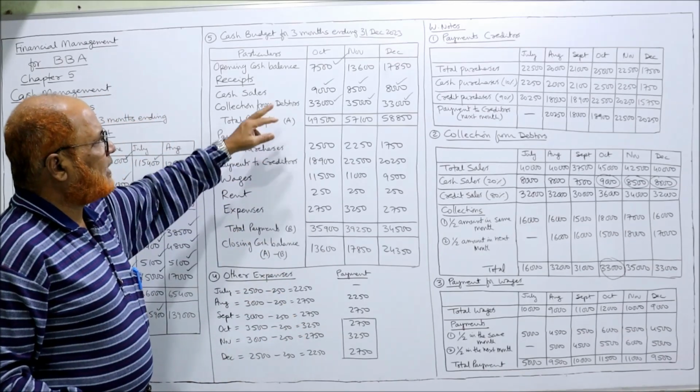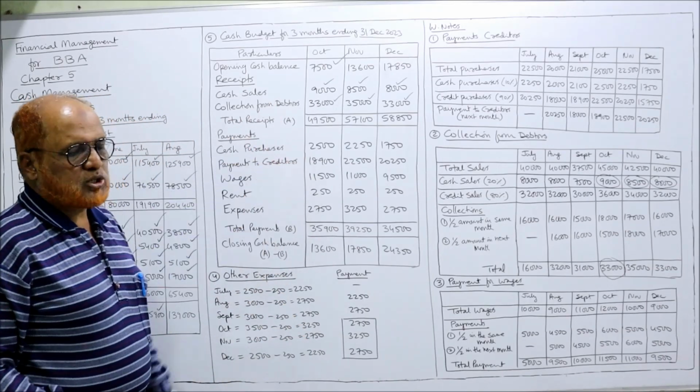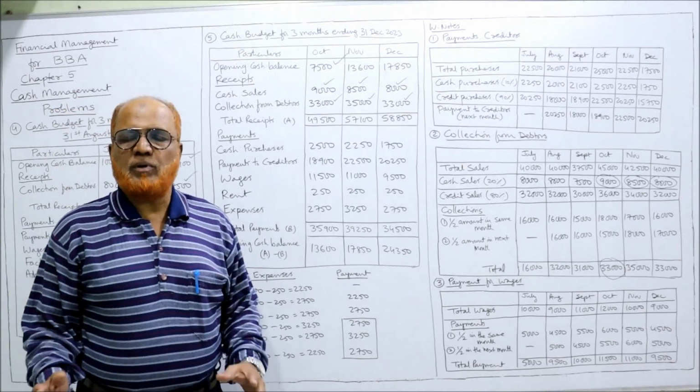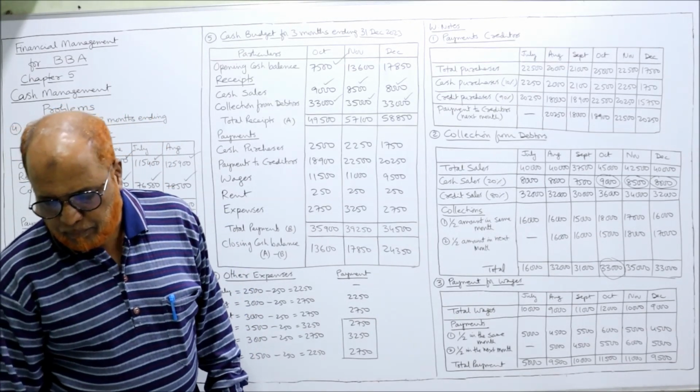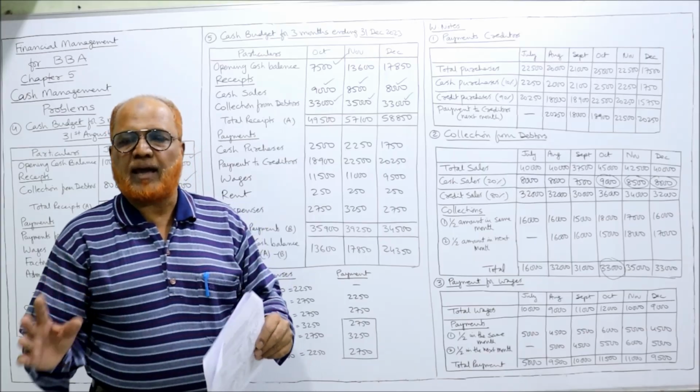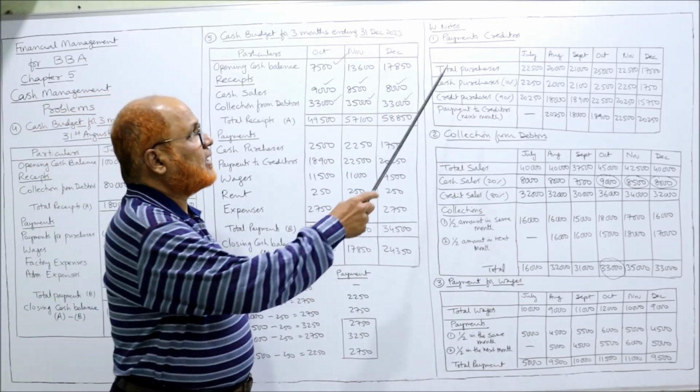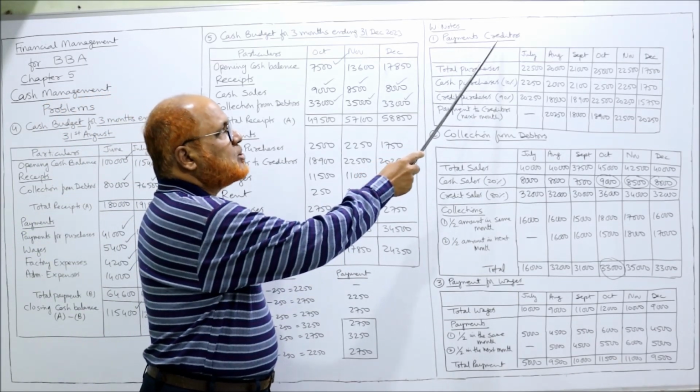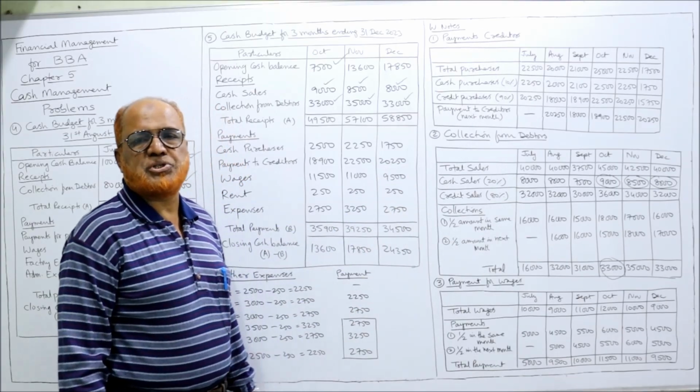Now we can easily find out the total. Now cash purchases. Purchases में rule same है. 10% of purchases are cash purchase. So in this working note number 1, payments to creditors for purchases.